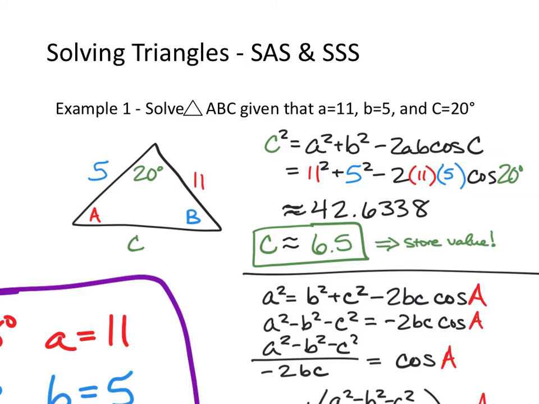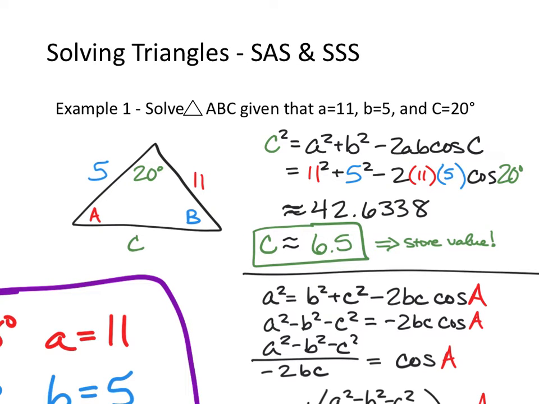If we're given that A equals 11, B equals 5, and capital C equals 20 degrees, we know that we're talking about side length A, side length B, and angle C. Okay, cool. Meaning I need to know side length C. So I can use the C version of the law of cosines and plug in everything I know and be able to compute that C is about 6.5.